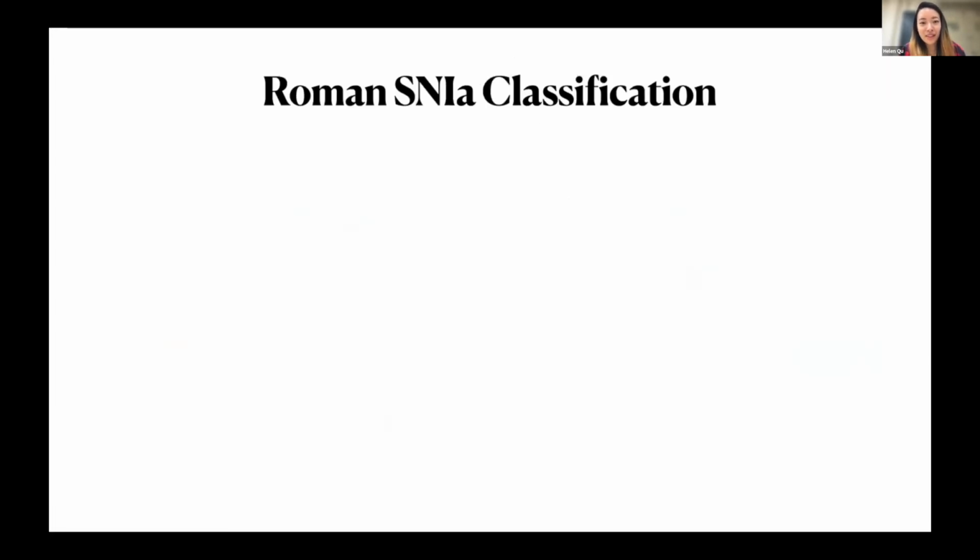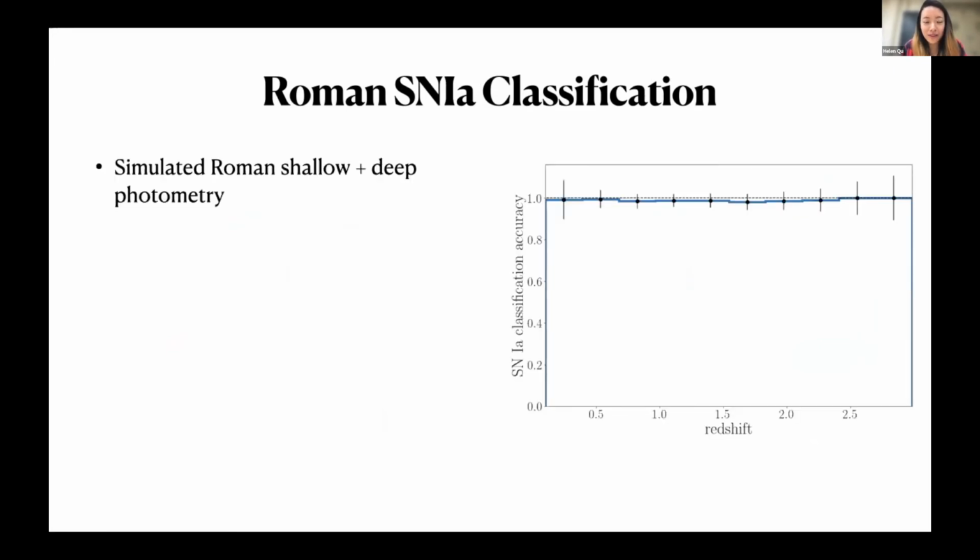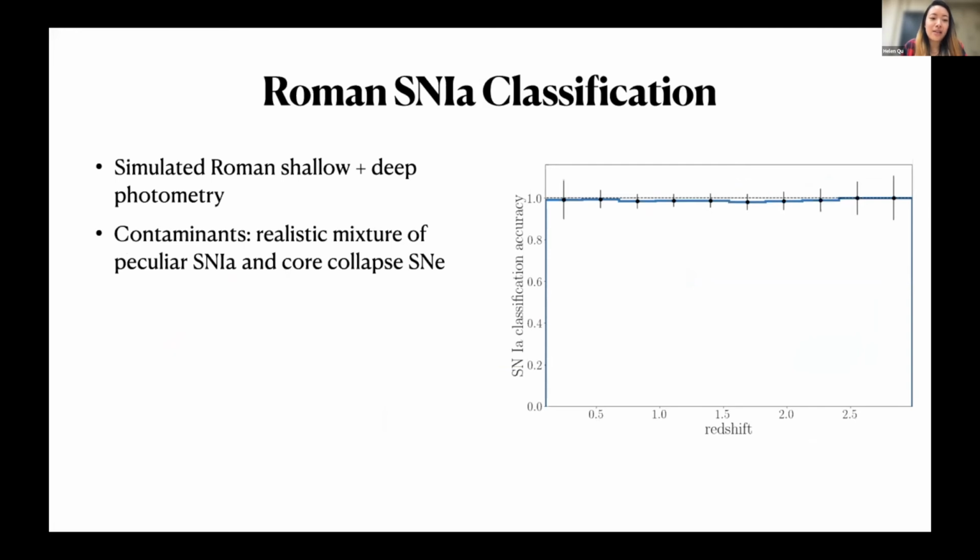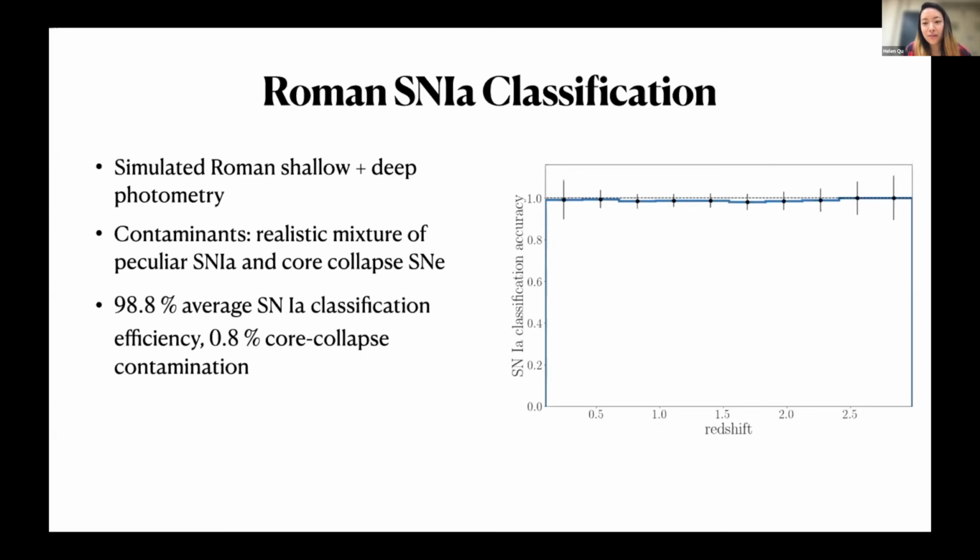So given that this is a Roman conference, we should talk about how well SCOAN performs on Roman data. So I've performed a simulation of Roman shallow and deep field photometry with a realistic mixture of peculiar type 1a supernova and core collapse supernova as contaminants. As you can see on the plot on the right here, which is accuracy as a function of redshift, again, the classification performs quite well. We're getting almost 99% average 1A classification efficiency, over all redshift bins with a 0.8% core collapse contamination.